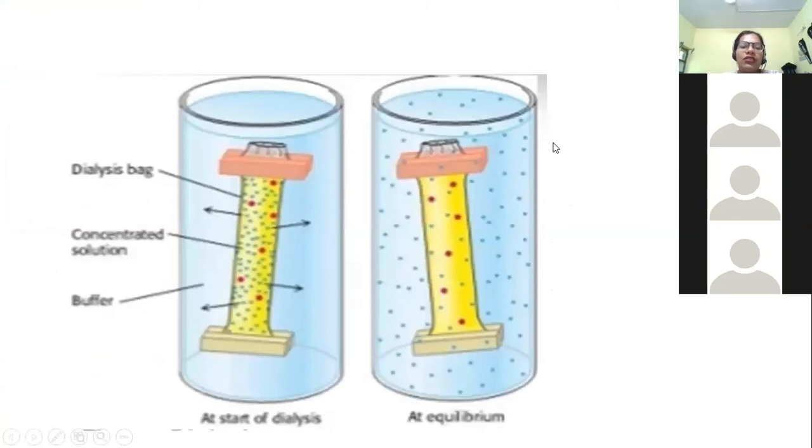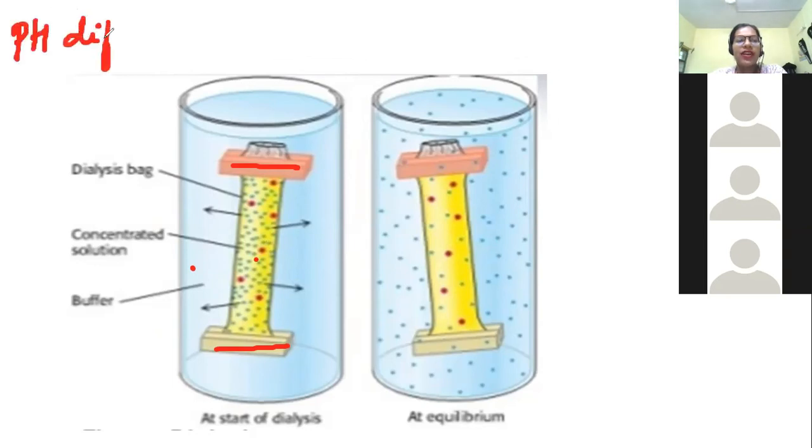So what we have done, the figure shows you that the clamp is already there, right? So I have made the clamp so that the protein sample does not leak out. Okay. Now, this is your bag and inside you have got the concentrated solution. This is your buffer and inside the buffer also has to be the same. Now, what happens if the pH is different?